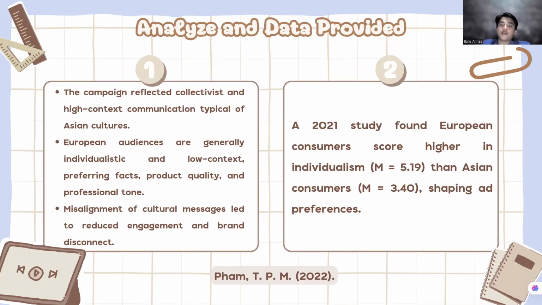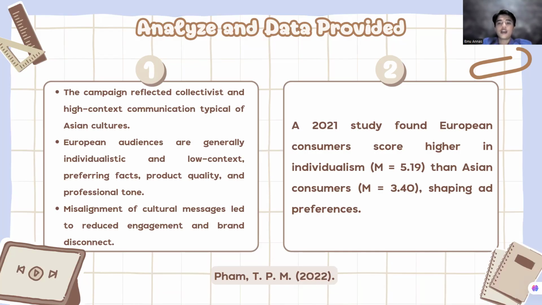So what can we analyze and what data can we provide on this topic? First, the campaign reflected collectivist and high context communication, typical of Asian cultures. But the campaign didn't really work. The European audience is generally individualistic and low context. They prefer facts, product quality, and a professional tone, and they saw the ads as too emotional and unprofessional. Why? Because in Western culture, people tend to value independence, product quality, professionalism, and logic about the product.